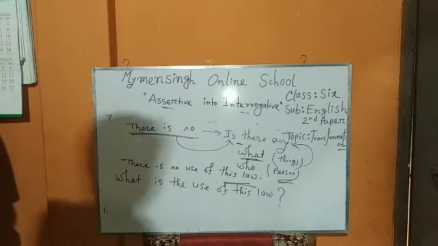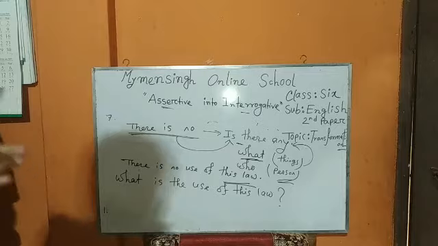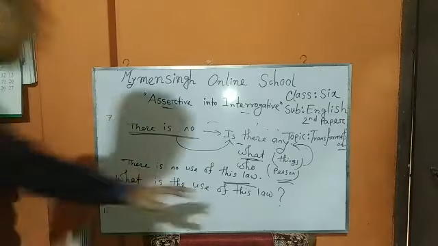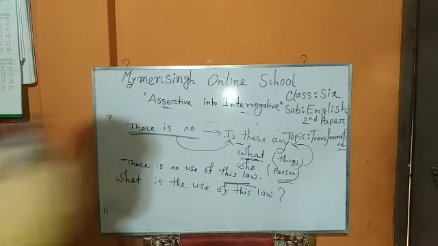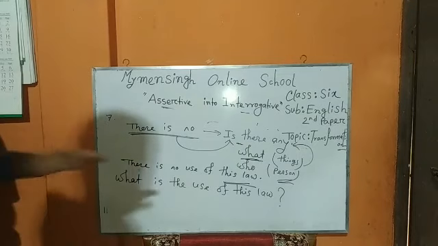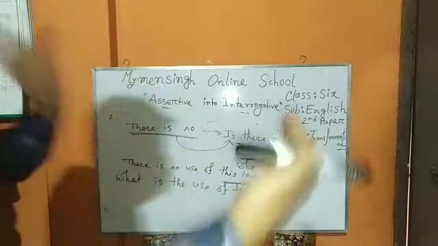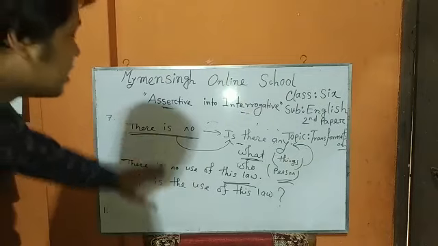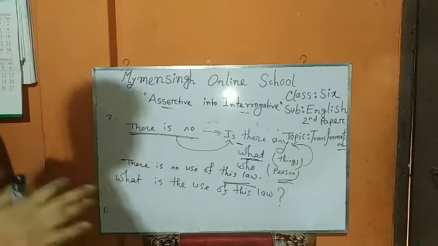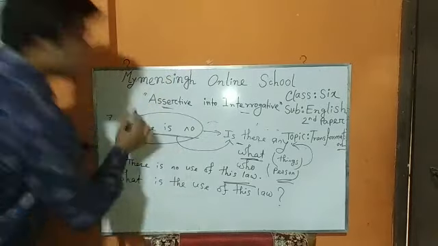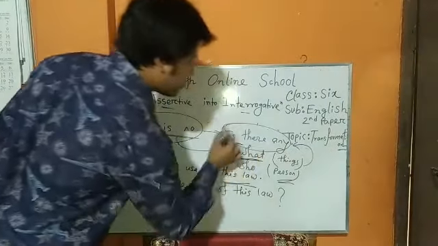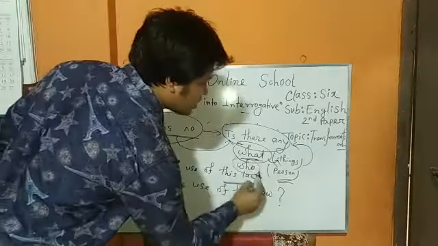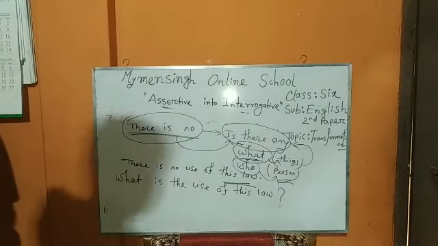I teach you this rule because you have to change an interrogative sentence into an assertive sentence. That is why if you find a sentence and you have to change it into an assertive sentence, then you have to understand what the sentence is. That is why I teach this rule. Okay, clear? I think you have understood. That means there is no. If you find there is no, then you have to use is there any or what when the subject will be things and who when the subject will be person. Clear? Now we are going to another rule.